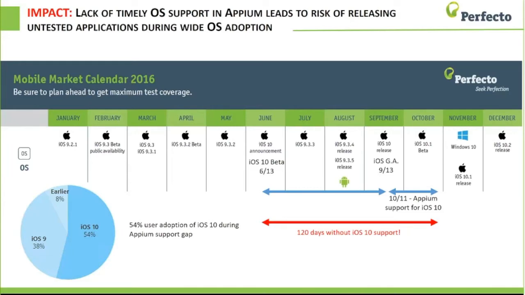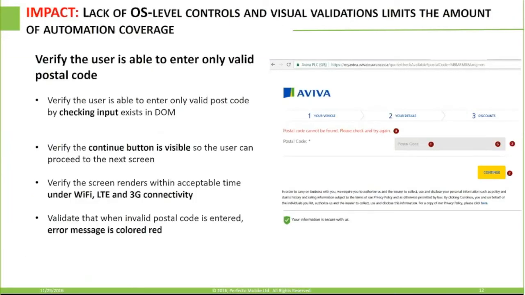And then another thing that I want to point out is that the lack of robust automation at the visual validation and OS level controls level in environmental conditions limits the amount of automation coverage. So what is automation coverage? It's the ability to automate the full test suite that you have.